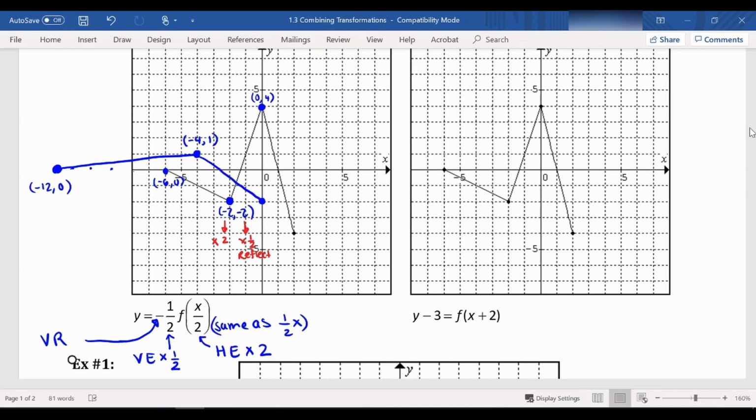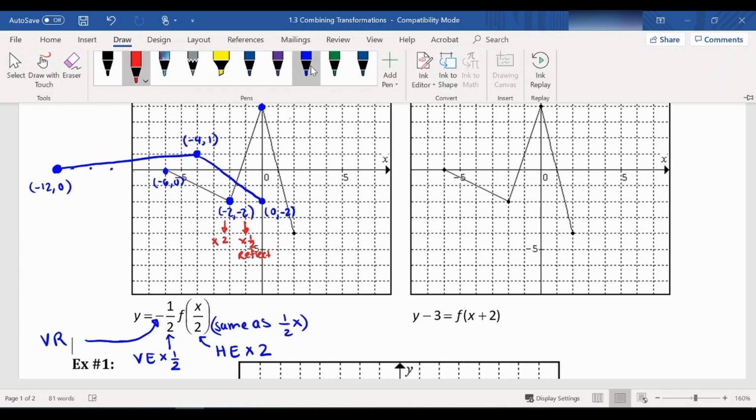So again, if it helps you to write down the coordinates of the point, you can do that. Okay. So what we did here, we took this one and we multiplied by 2. We took this one and we multiplied by 1/2, and we did a vertical reflection.